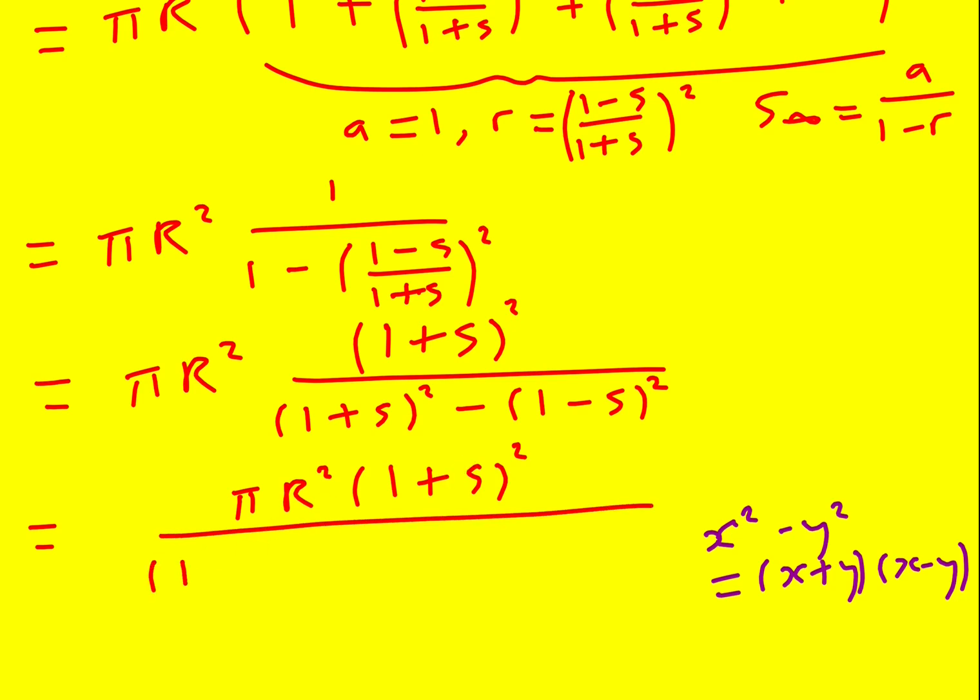So I'm going to get 1 plus s plus 1 minus s multiplied by 1 plus s minus 1 plus s. I've done this minus this. I've just dealt with the negatives. Here, the s's cancel. Here, the 1's cancel.